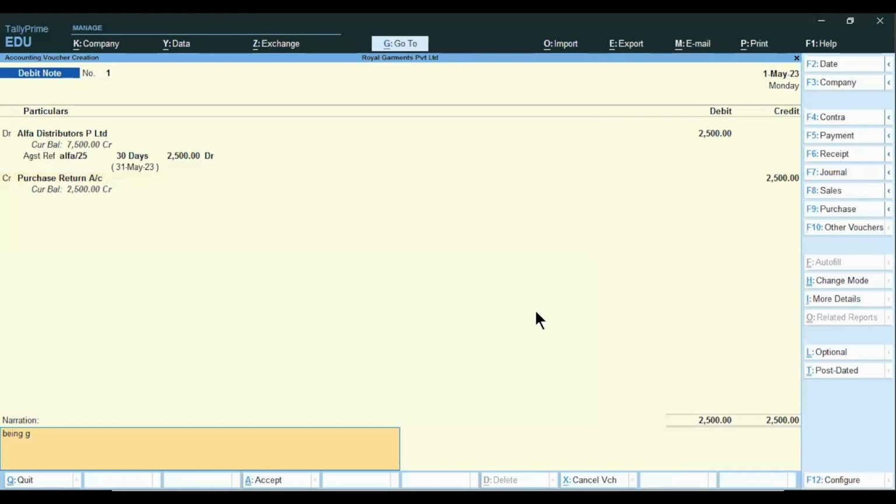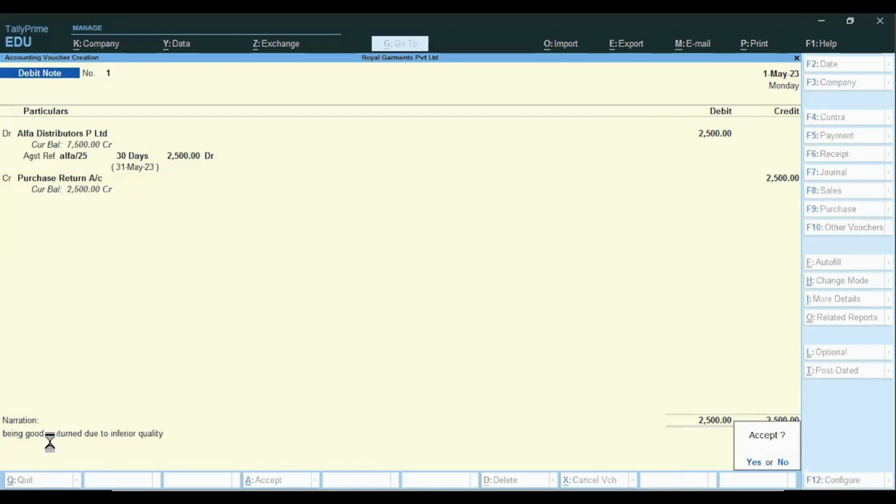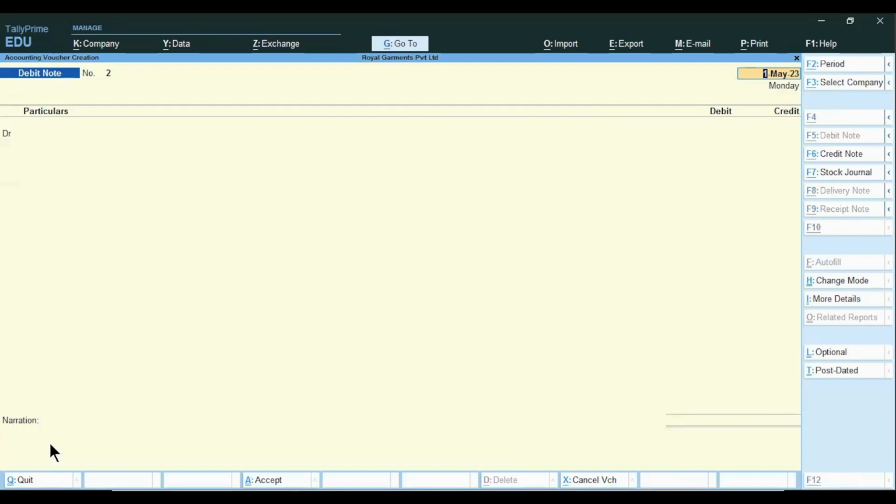So the narration I'm typing is: being goods returned due to inferior quality. Okay. So enter, enter. Next.